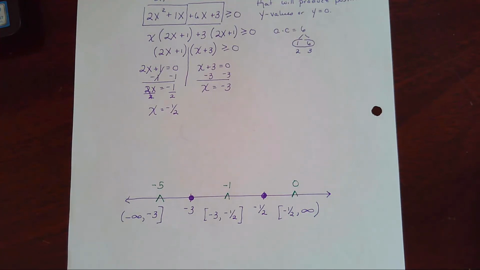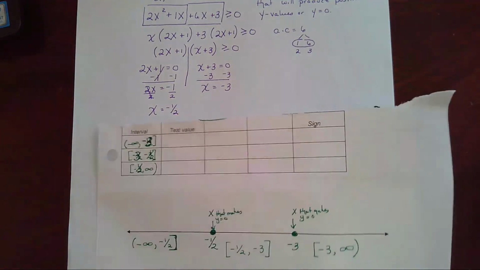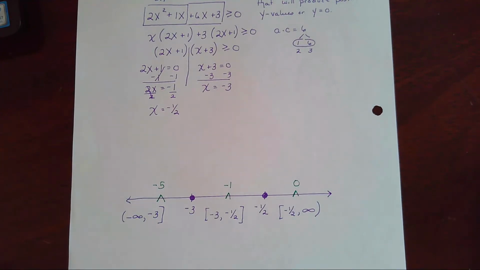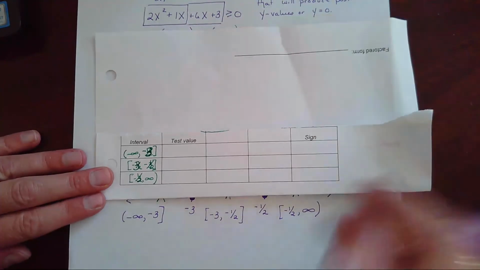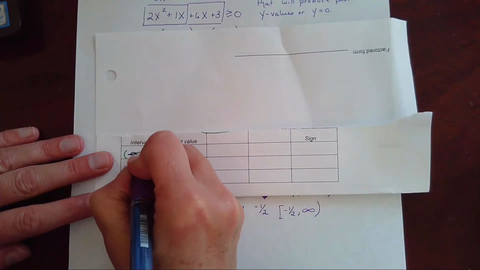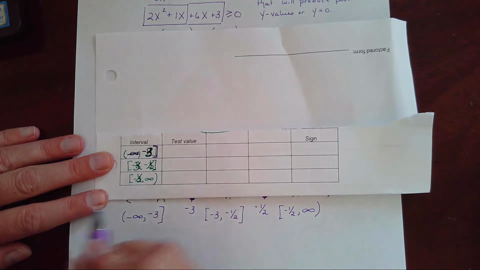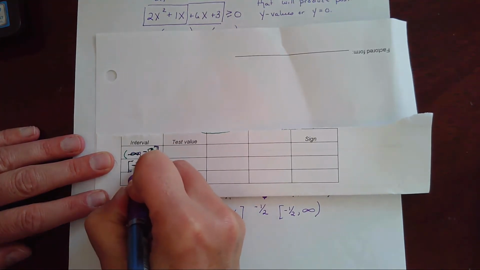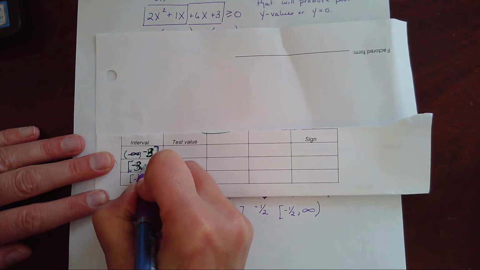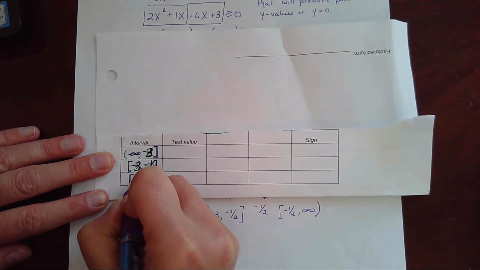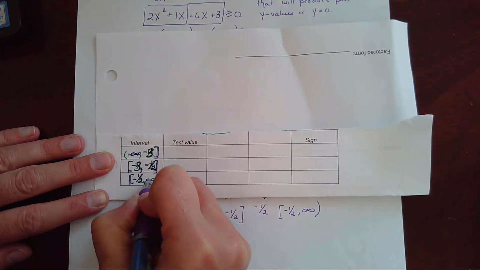So I'm filling in on this chart the 3 intervals. We have from -infinity to -3. That's one interval we need to test. This one looks like -3 to -1/2. And this one's going to be our -1/2 to infinity.